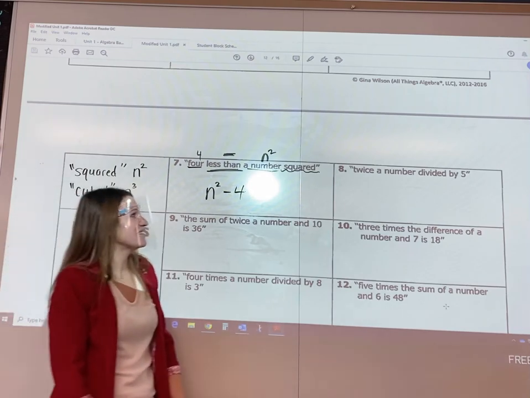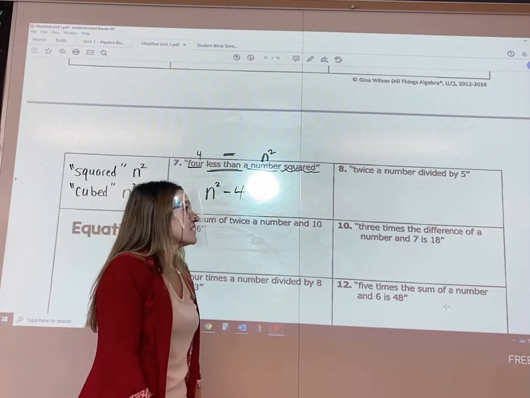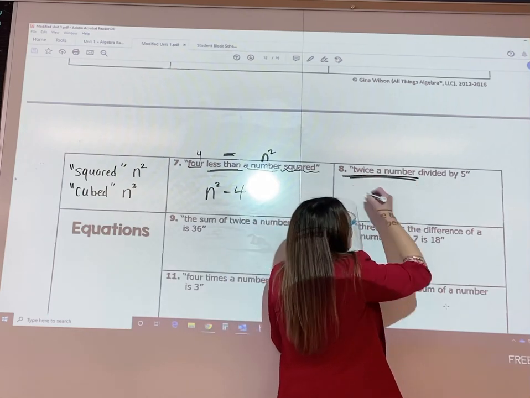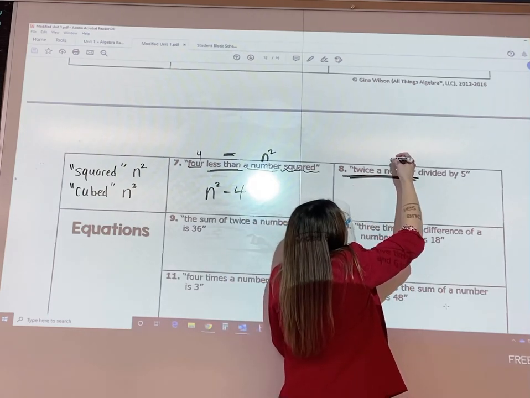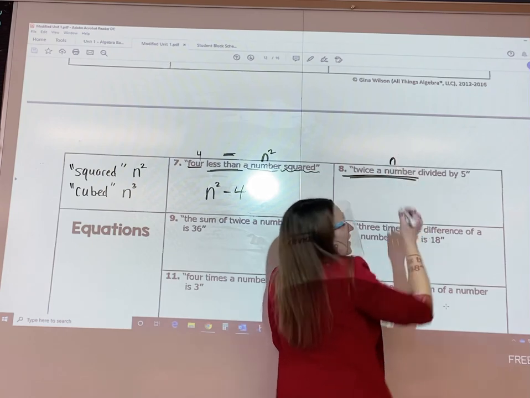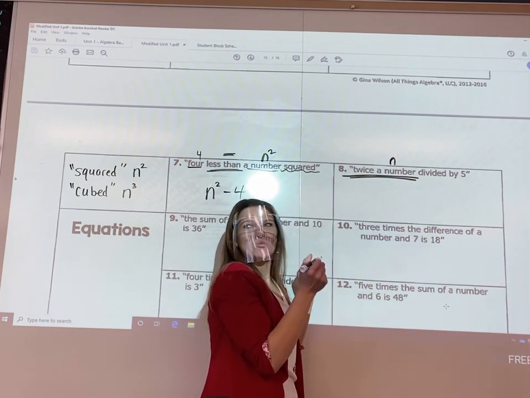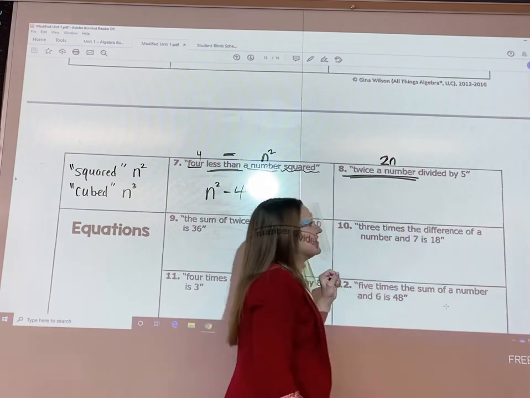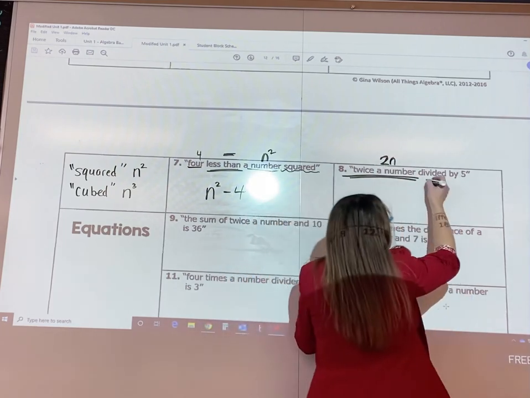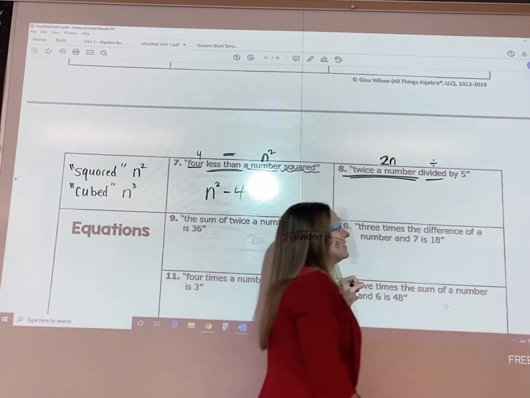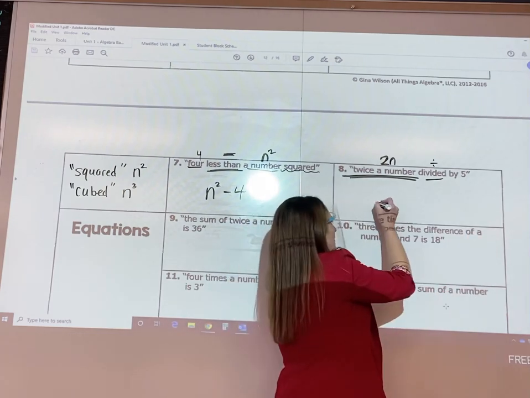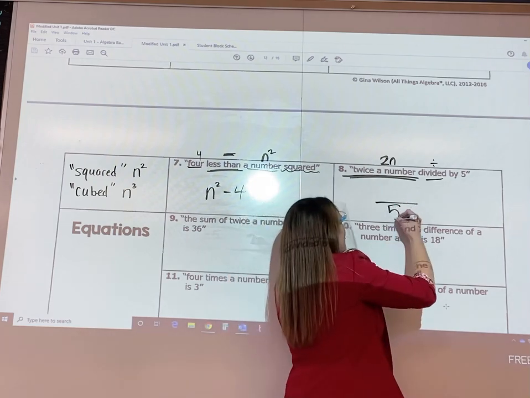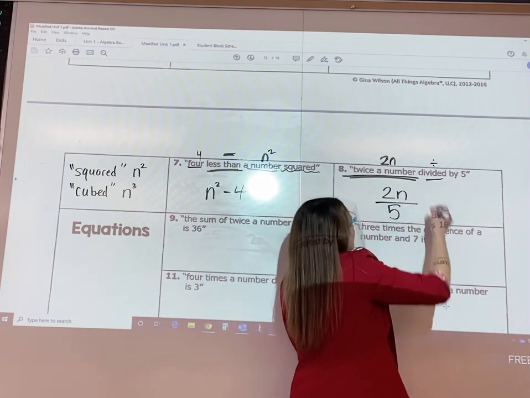Last one. Twice a number. We talked about this. Twice a number. What did we write for twice a number? What do we multiply by to get twice? 2. Perfect. Divided by 5. Divided by 5, so we have to make our fraction bar. Since we're dividing by 5, that's going to be on the bottom. And our 2n is going to be on top.